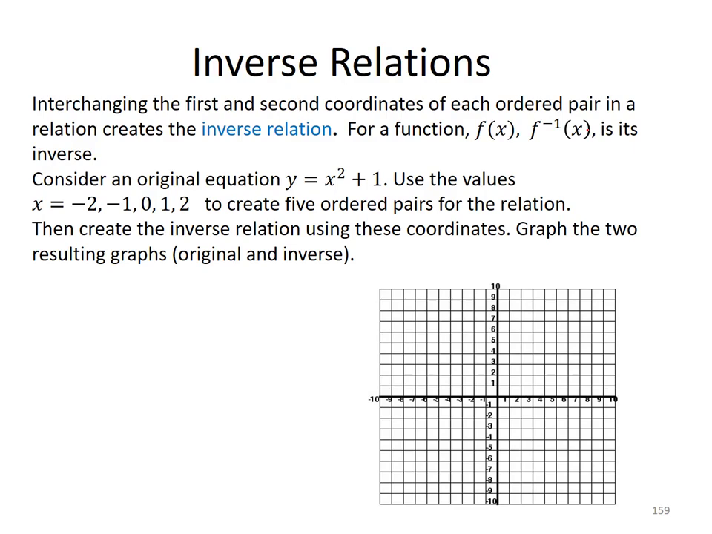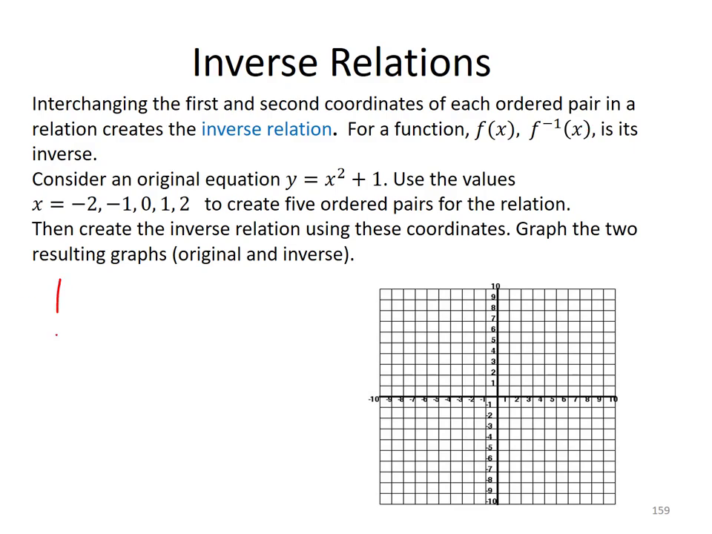Consider an original equation y equals x squared plus 1. Use the values x equals negative 2, negative 1, 0, 1, and 2 to create 5 ordered pairs for the relation. Then create the inverse relation using these coordinates. Graph the two resulting graphs, the original and the inverse.